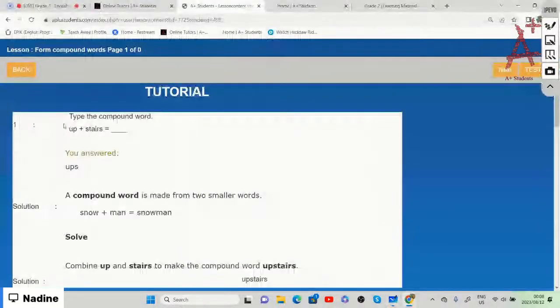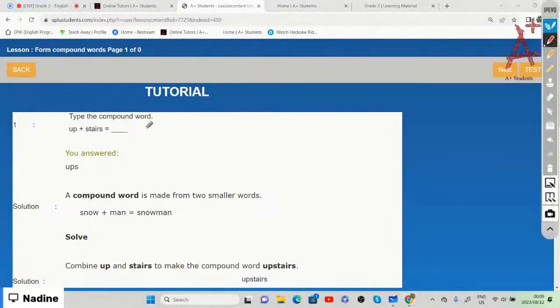All right. So we're now going to type the compound word, right? We're going to type the bigger word that we are going to make from these two smaller words, the compound word. So up plus stairs, right? We need to put these two words together to make a compound word, right? It's like making a bigger word. So up plus stairs is upstairs, right?